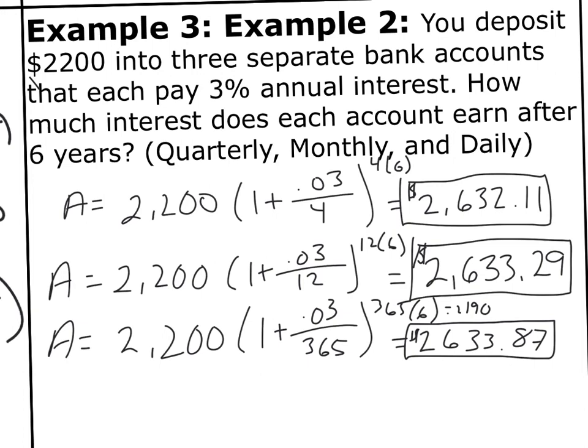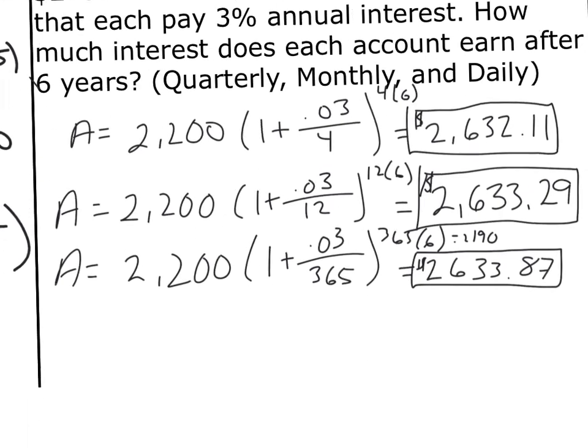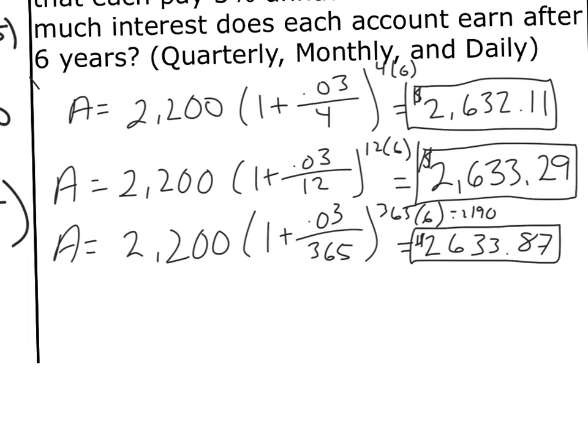Okay. So looking at this right here, the problem asked, how much interest did you earn? It didn't ask for the total amount. It asked, how much money did you make? And so if you were to look at this problem, you would notice that we need to take that first box of $2,632.11 and subtract 2,200 from it. I guess I'll use different colors.